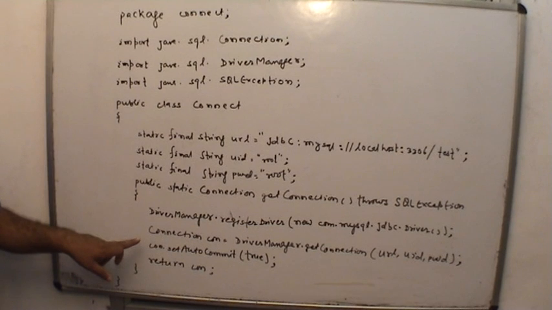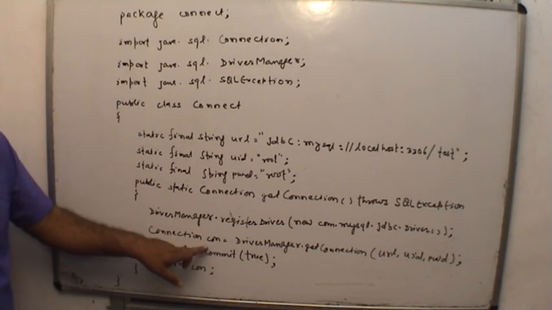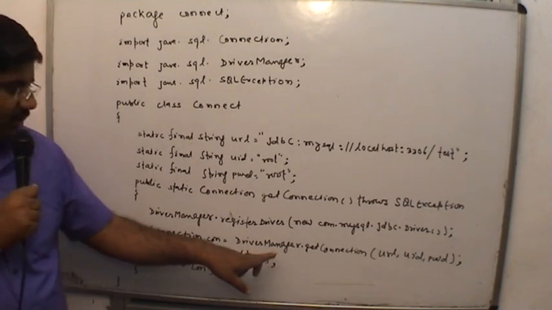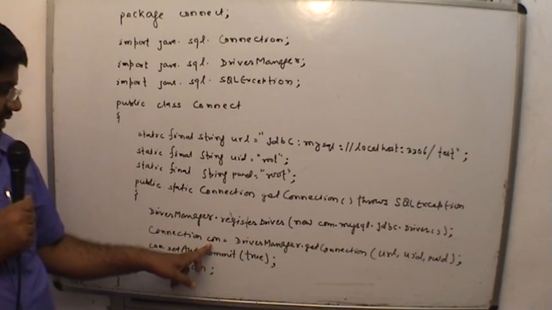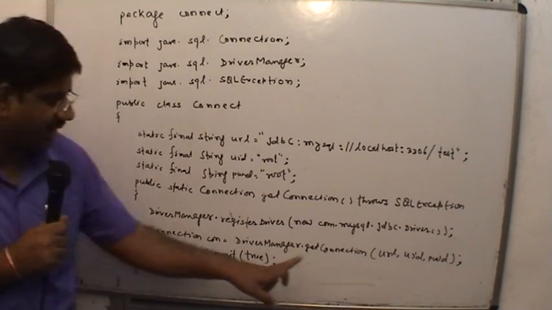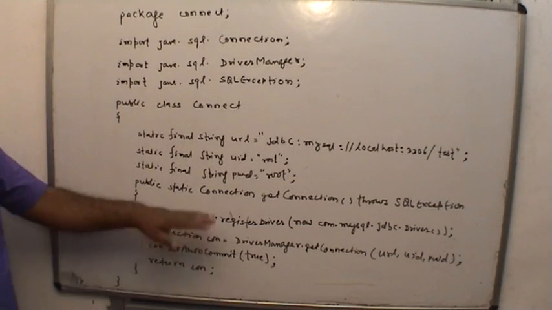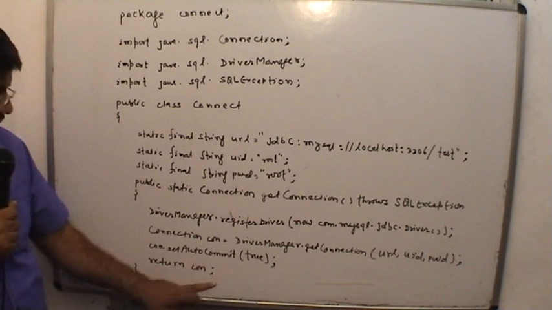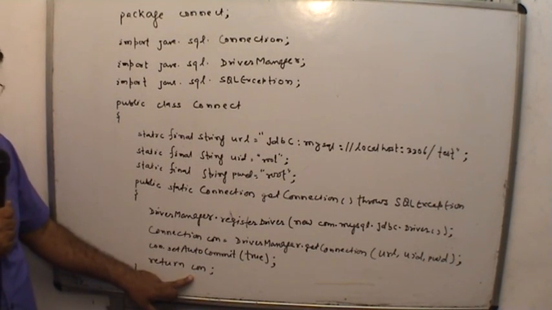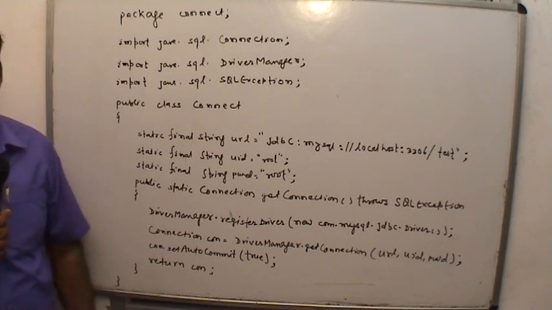Now the thing is that connection interface, we are going to take the variable connection con, and now DriverManager.getConnection, that will assign into the connection interface type variable, that will pass under the URL, UID and password. Finally that will be complete, then con.setAutoCommit, this one is the default value, and this will return the variable of connection interface type.